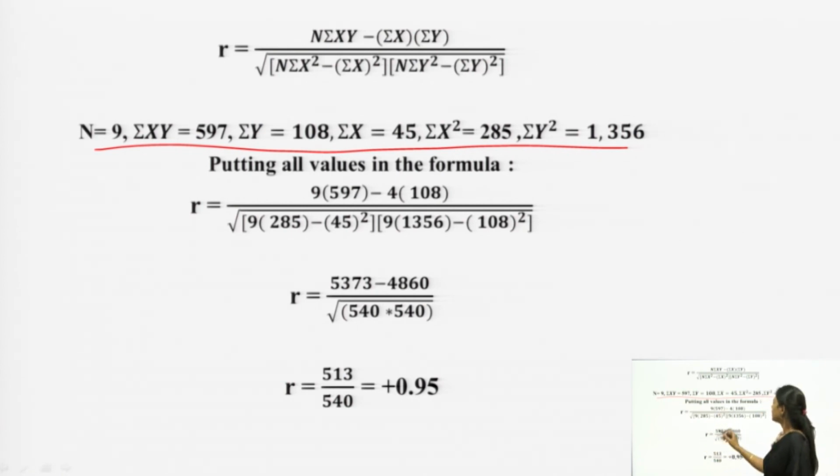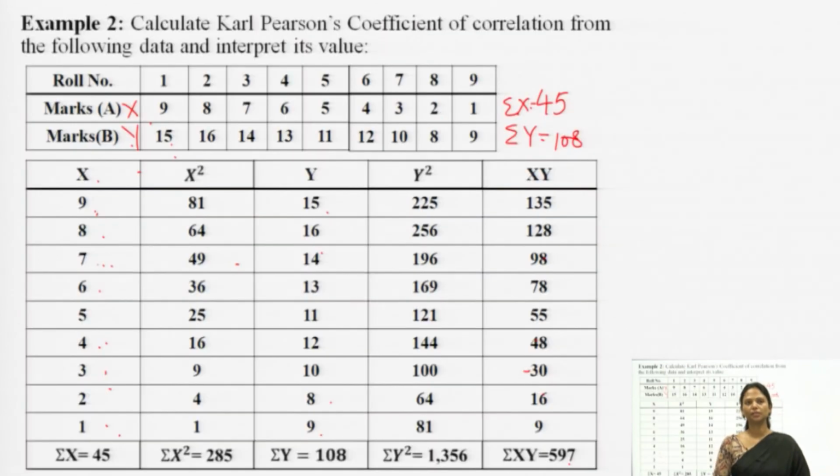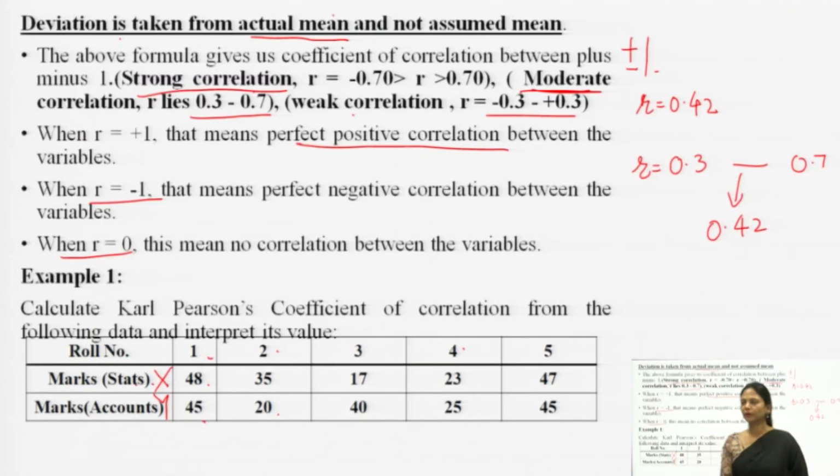I have r is equal to 5373 minus 4860 divided by the square root of 540 into 540. R is equal to plus 0.95. What does this mean? What is the meaning of 0.95? That is a plus relationship. Just going back, if my r is equal to 0.95, what kind of relationship, what kind of correlation do I have?